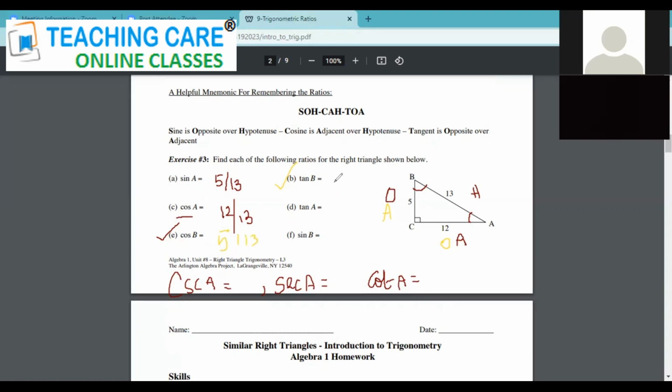Tangent. You divide both the things and tell me. First, you need to find sine B. What is your sine B? You tell me first. Opposite side over hypotenuse, 12 over 13. Yes. Now, tangent of B is nothing but sine B over cosine B. Now divide it and tell me.